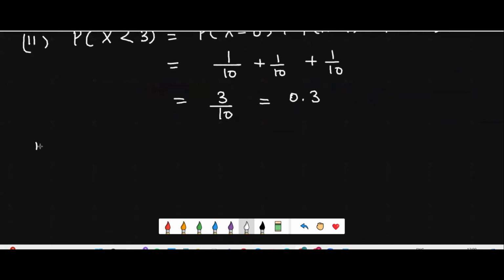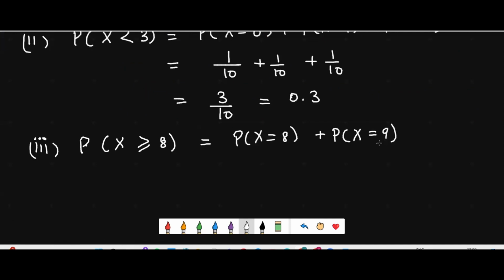And lastly, we are talking about the probability that it should be greater than or equal to 8. So that means X can be 8 or it can be 9. Again, the probabilities are the same. So the answer becomes 2 upon 10. That's 0.2. So the uniform discrete distribution is very easy. And these are the 2 questions. So you can refer to that.